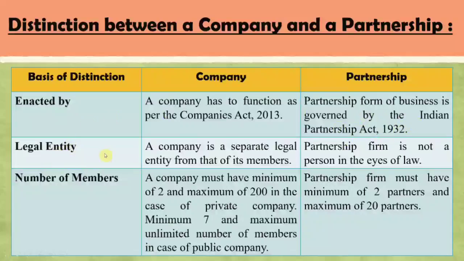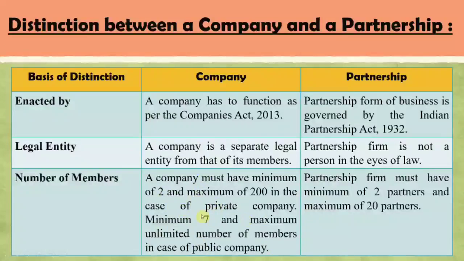The next basis of distinction is legal entity. A company is a separate legal entity from its members. I have told you that a company has a different entity from its members. While a partnership is not a person in the eyes of law. Here it is a separate legal entity. Here the partnership form does not have a separate legal entity. Okay. Next comes number of members. A company must have a minimum of 2 and a maximum of 200 members in the case of a private company, and a minimum of 7 and an unlimited maximum number of members in the case of a public company. Okay, but in the case of a one person company, only one person is allowed to form a company.